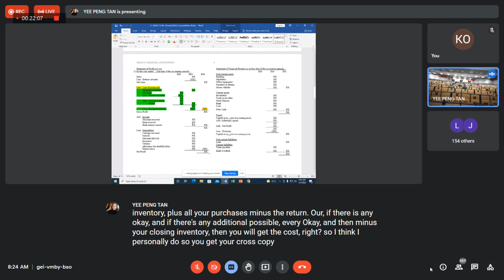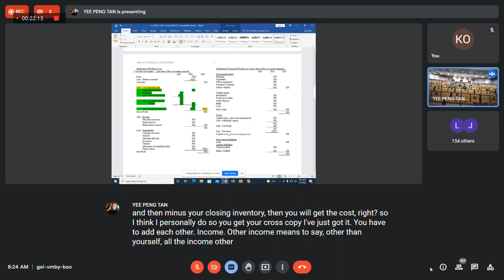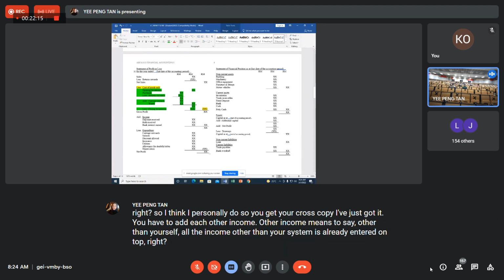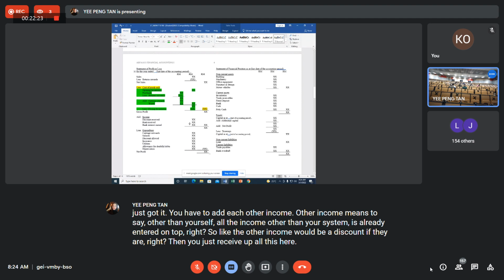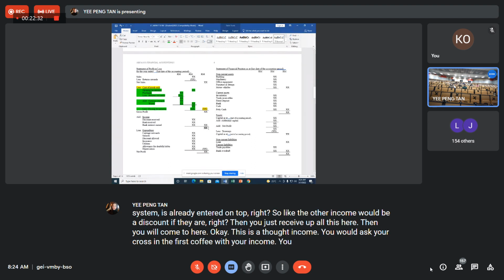After you get gross profit, you have to add in other income. Other income means other than your sales. All the income other than your sales is already entered on top, right? So the other income will be discount received, rental income, bank interest received, all this. You will enter it here, then you will come to here. This is the total other income. You add your gross profit with your other income and you will get total income here.